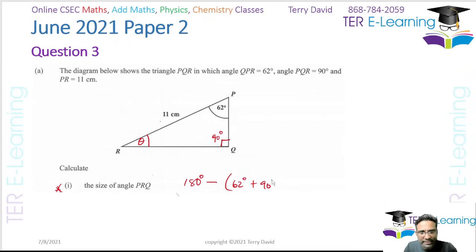So 62 plus 90 degrees, and this is going to give me 180 minus. 62 plus 90 should give me 152. Then we just subtract. So it's 180 minus 152, and you're going to get 28 degrees. So this is 28 degrees. That's it, as simple as that.